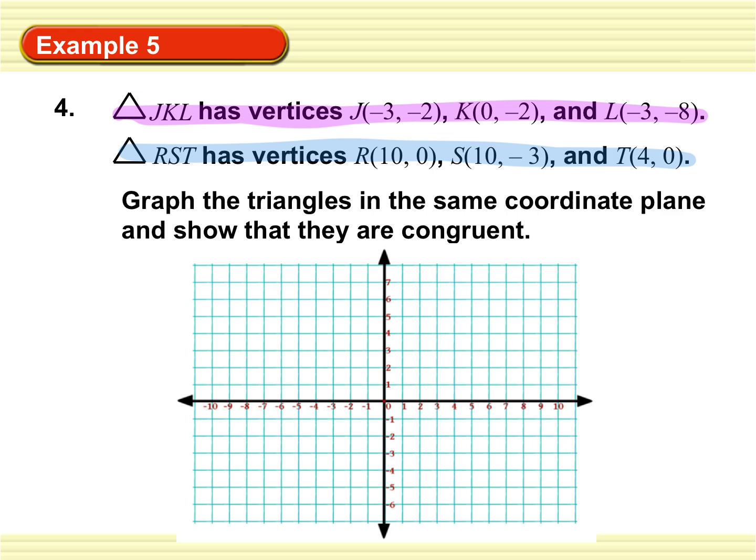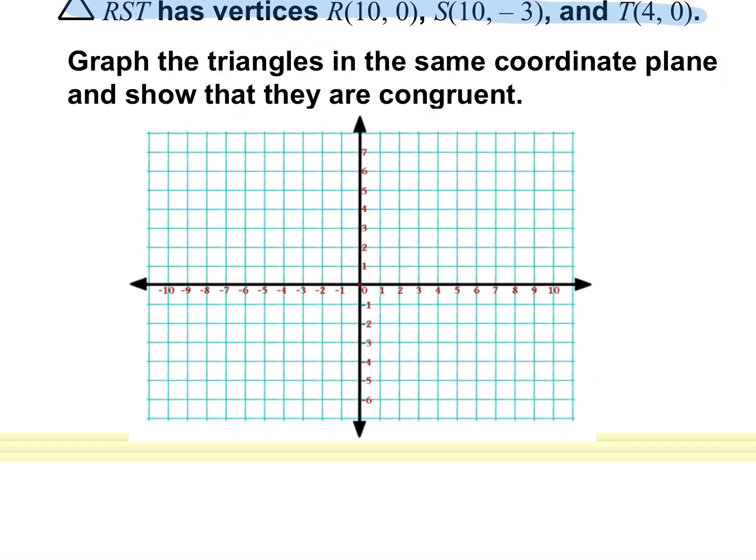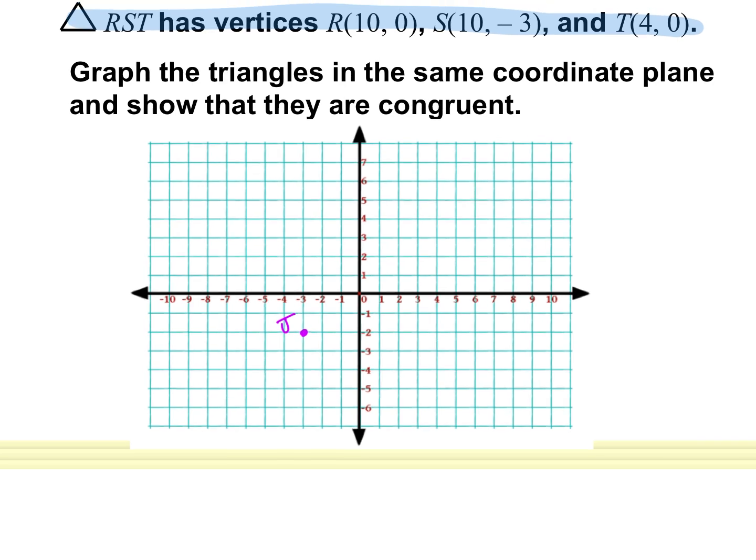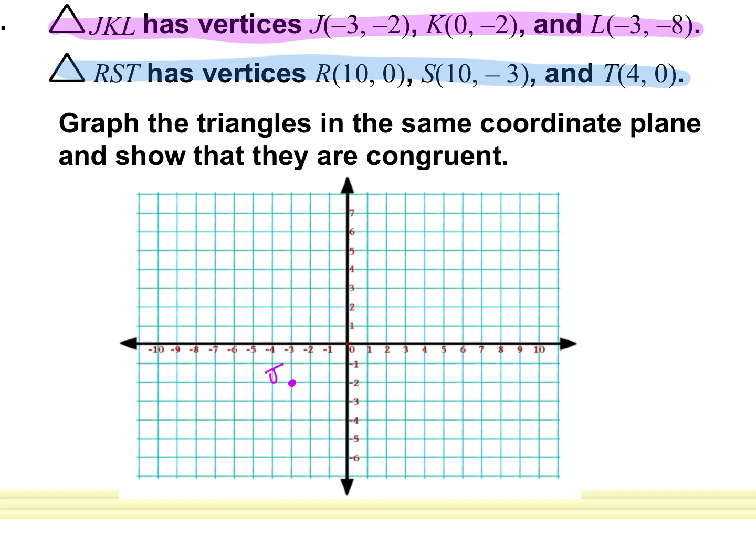So graphing it, I'm going to have -3, 2, which is right here. Please make sure you put a J. Label it. Then I'm going to have 0, -2. This will then be K. And then L would be -3, -8. This is going to go off a little. This will probably be about right here. Okay, so J to K, and K to L. Okay, please label your points.